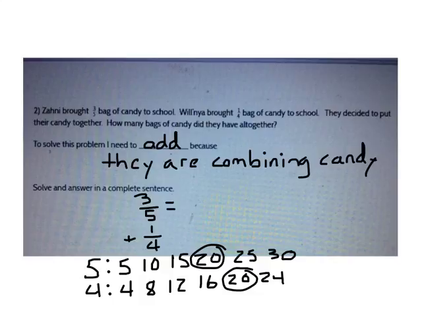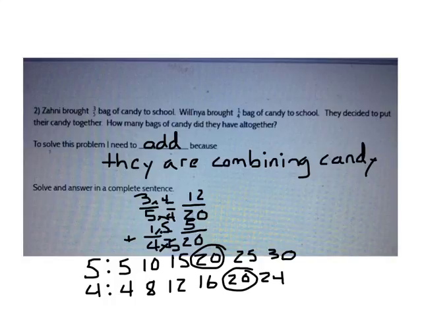Now I need to change each fraction so that it has a denominator of 20. What is 3/5 when the denominator is 20? Well, 5 times 4 is 20. 3 times 4 is 12. So 3/5 is equal to 12 over 20. What is 1/4 when the denominator is 20? Well, 4 times 5 is 20, and 1 times 5 is 5. So I get 5 over 20.